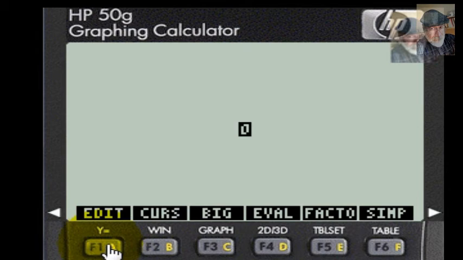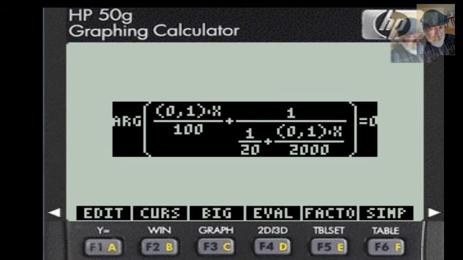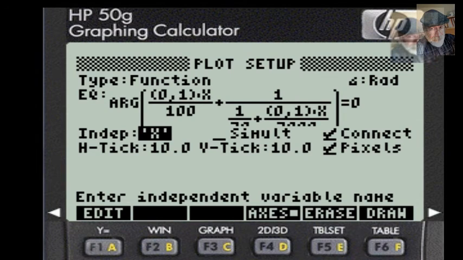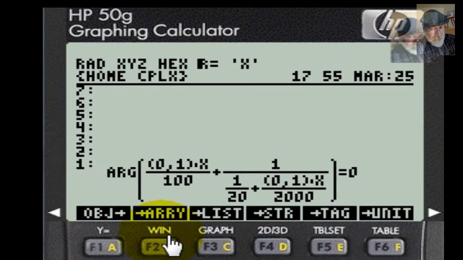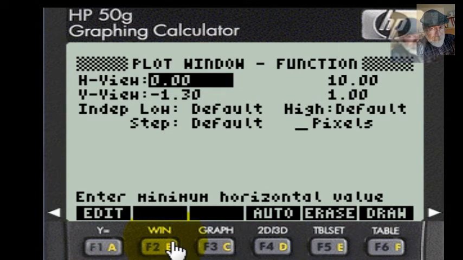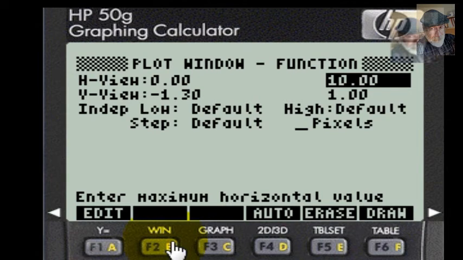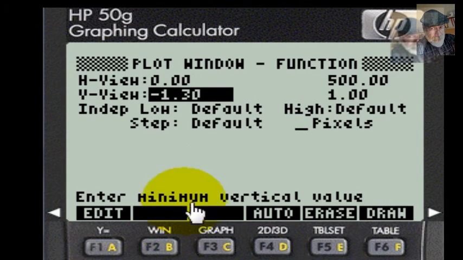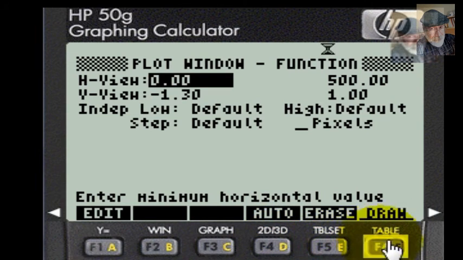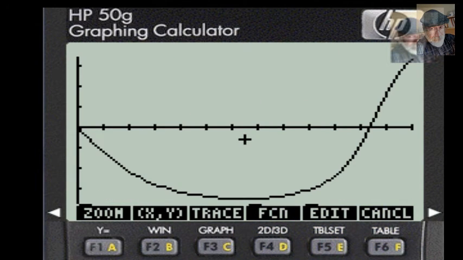I use a plot setup of the HP50G. I enter there, I paste what I've cut from the equation writer, and I say, I want to plot that. Let me go to the Windows dialog and say, plot that between the frequency zero and let's say 500 radians per second, in the vertical axis, automatic scaling. Erase the previous plot, draw that. That is the angle of the impedance as a function of omega, which is X.